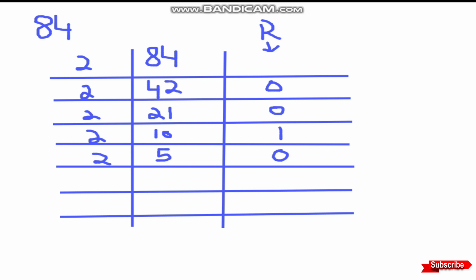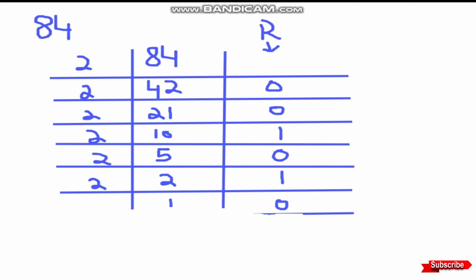Now 2 multiplied by 2 is equal to 4. So the remainder is going to be 1. And finally 2 multiplied by 1 is equal to 2. So the remainder is going to be 0. Okay.